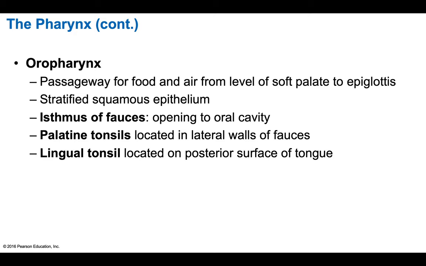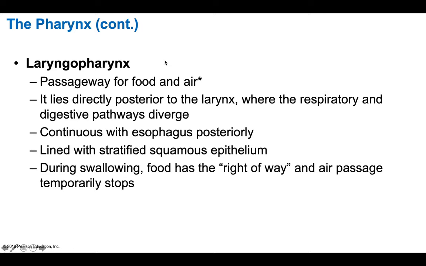As we move on, we find a pair of palatine tonsils that are embedded in the lateral walls of the oropharyngeal mucosa, just posterior to the oral cavity. Further along, we get to the posterior surface of the tongue, and this is where we find the lingual tonsils. The laryngopharynx also serves as a passageway for food and air. Additionally, it is lined with stratified squamous epithelium. We find it lying posterior to the larynx, where the respiratory and digestive pathways divide. It extends to the inferior edge of the cricoid cartilage. Posteriorly, it's also continuous with the esophagus.